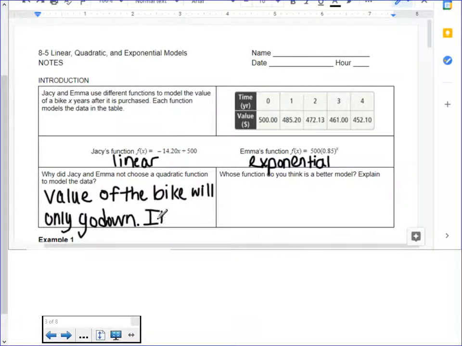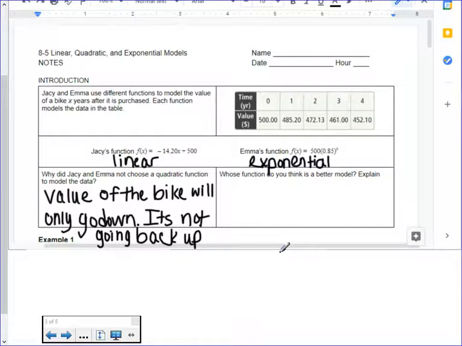And you guys know that we've been graphing parabolas this week. Parabolas have a maximum or a minimum point on them. It starts at a big tall number, goes down, and then goes back up. That's not going to happen here. So you can't model it with a quadratic function unless it goes back up too. So that's the answer to that first question.